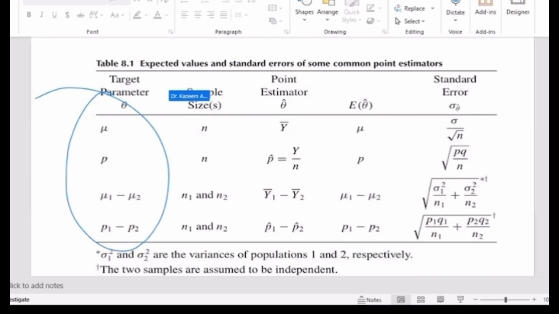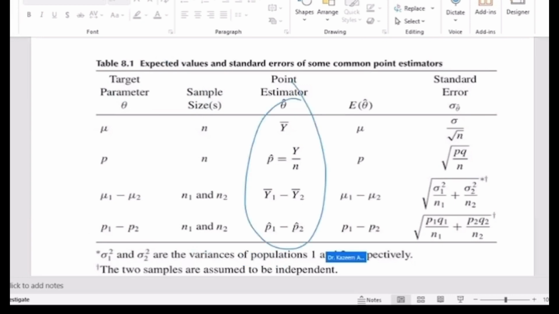Those are parameters: mu, the population mean, the proportion, and the difference of those. Now, if I want to investigate them, I'm going to take a sample, right? And what would be the estimator? These are the estimators. And let me tell you this, these estimators are unbiased.